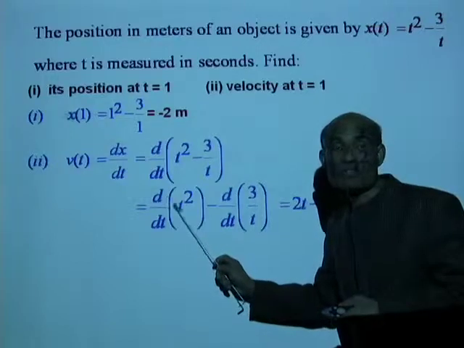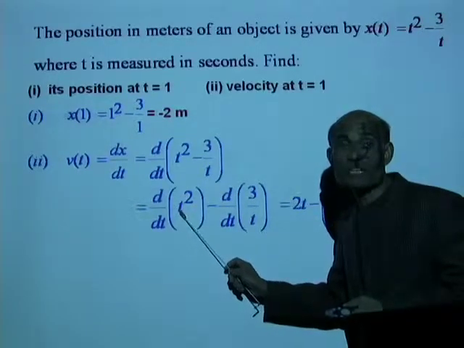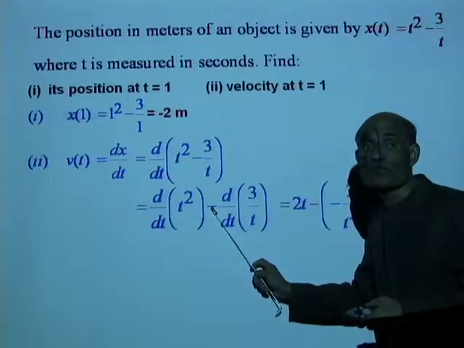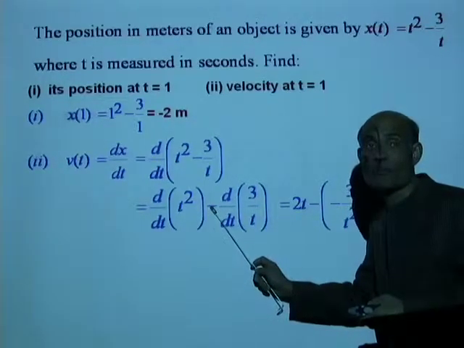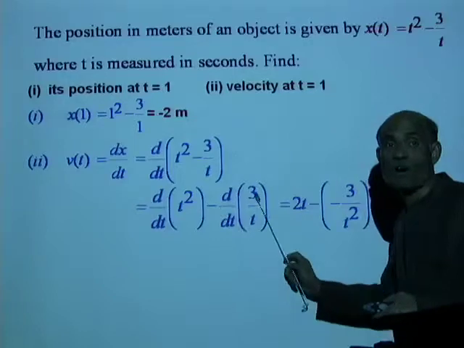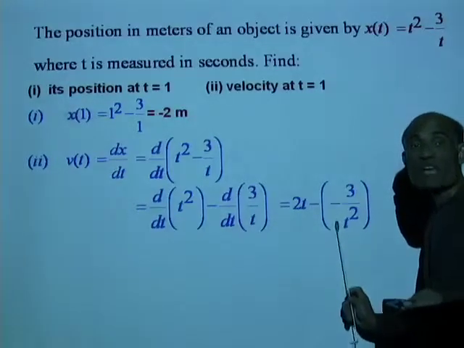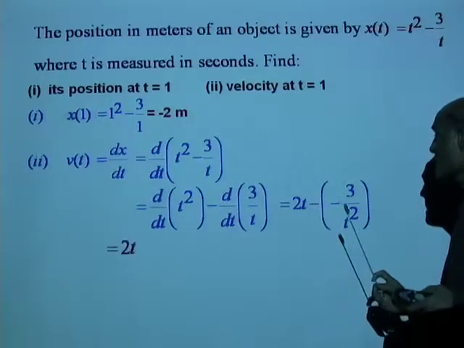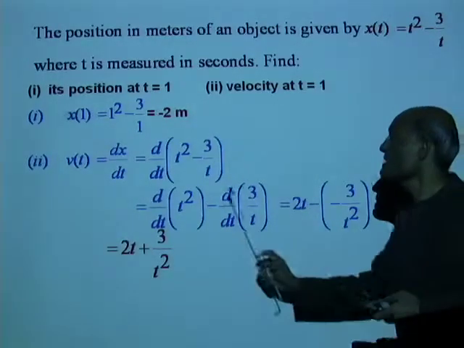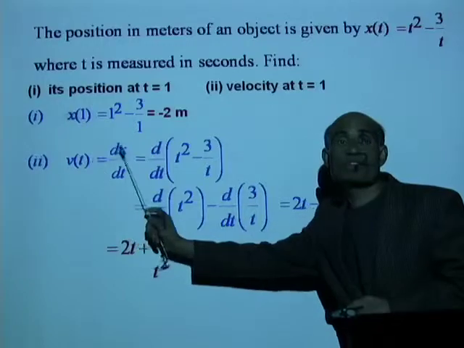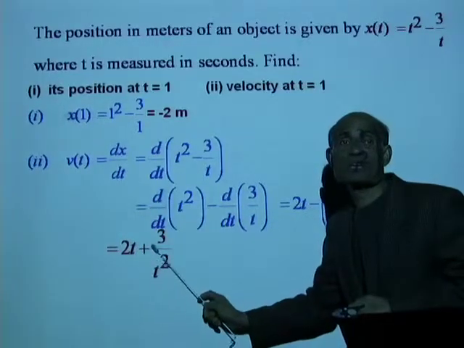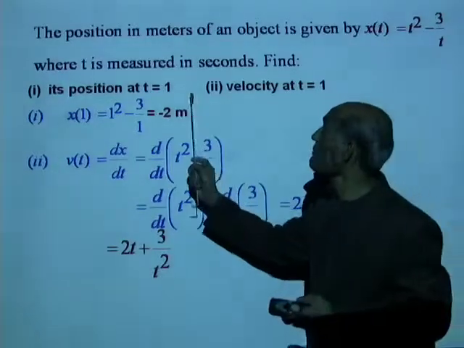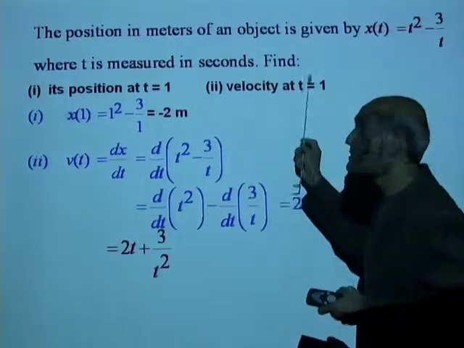The derivative of t squared is 2t to the power of 1, which is 2t, and minus, now watch those signs there, minus the derivative of 3 over t is negative 3 over t squared. And now combine the two negative signs, you get the derivative, the velocity function is 2t plus 3 over t squared. And we want to find the velocity at t equal to 1.